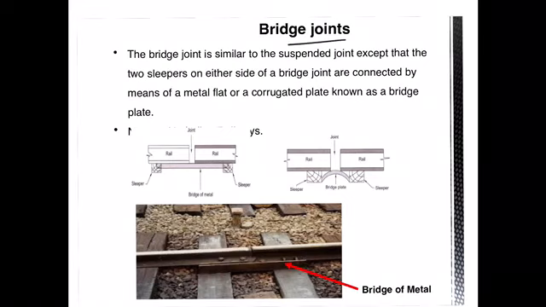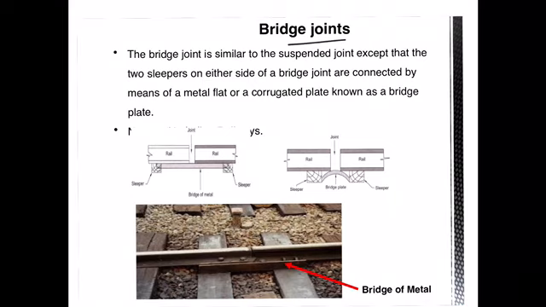So the disadvantages that we had in the suspended joints have been overcome here with the help of the bridge joint. So what were the disadvantages there? The packing below the joint, the ballast packing, tends to get loosened because of the hammering action of the moving load. So that needs to be reduced.